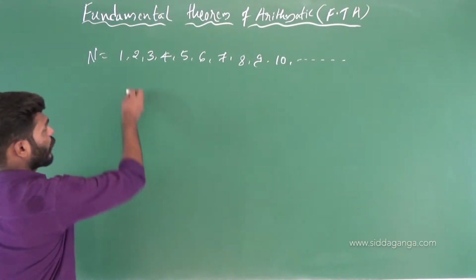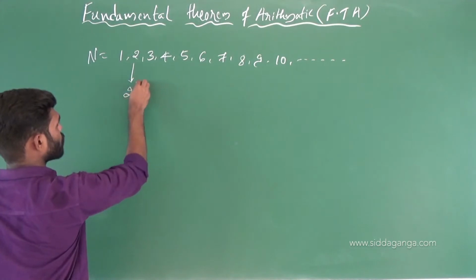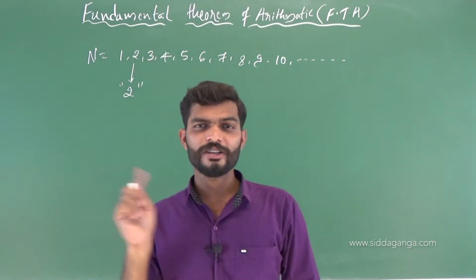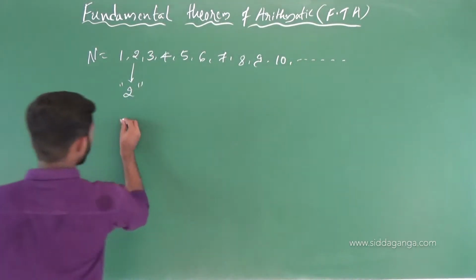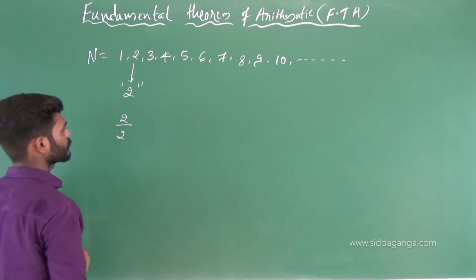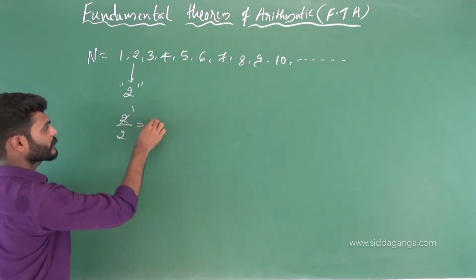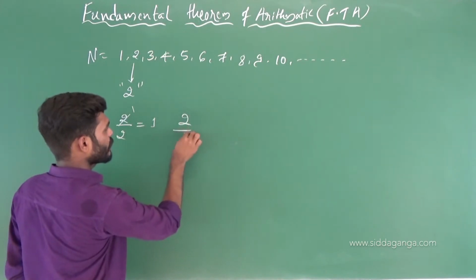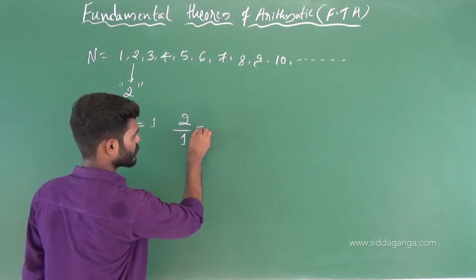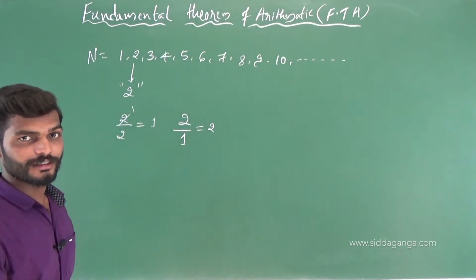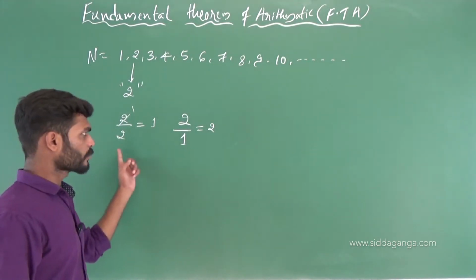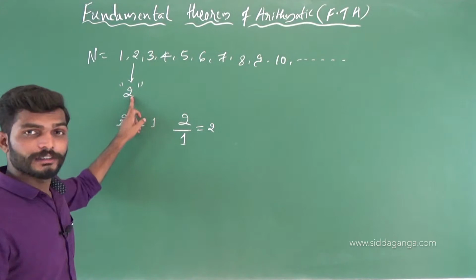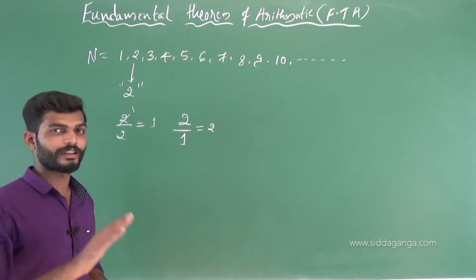Now, I take 2 as my primary thing. Tell me, what are the numbers which divide 2? 2 divides 2 completely giving rise to 1 as quotient. 1 divides 2 giving quotient 2, right? No other number except 1 and 2 divides 2. That is, 2 has only 2 divisors, they are 1 and 2.